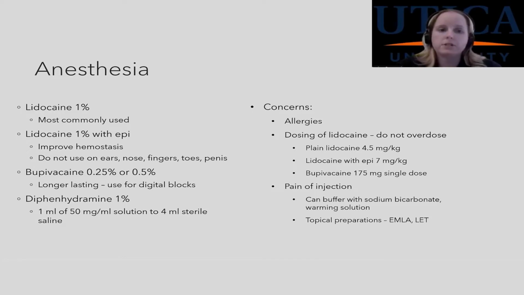Bupivacaine comes in a couple of different strengths, 0.25 and 0.5. Why would you use this? Because you can use it for a digital block. A digital block is where you inject it at the base of, say, a finger or a toe, and it will last a lot longer and can cover a whole area. If you inject it at the base of a finger, you will numb the entire finger, but it will take a little bit longer to work. If someone has an allergy to all of the caines, you can use diphenhydramine, which is Benadryl. It's the liquid form of IV Benadryl, diphenhydramine 1%.